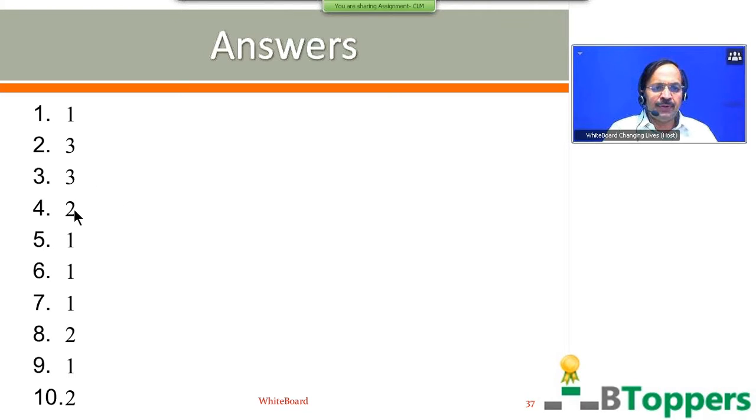For question number 4, second option is answer. For next 3 questions 5, 6 and 7, first option is answer. For question number 8, second option is answer. For question number 9, first option is answer. For question number 10, second option is answer.